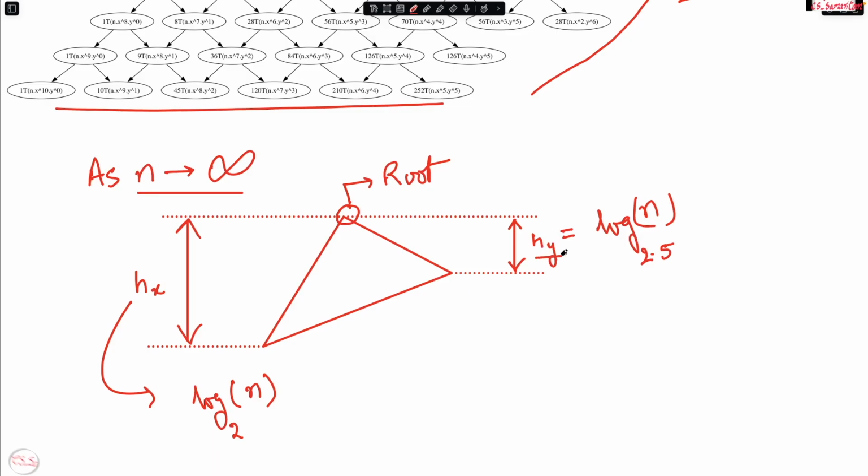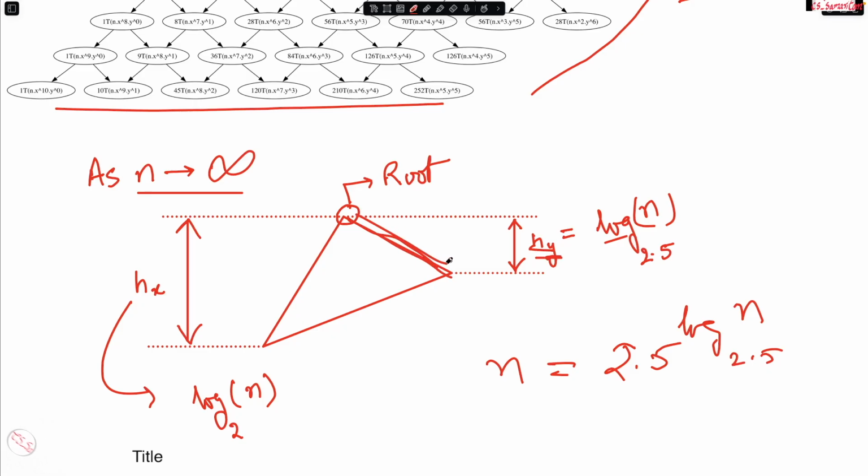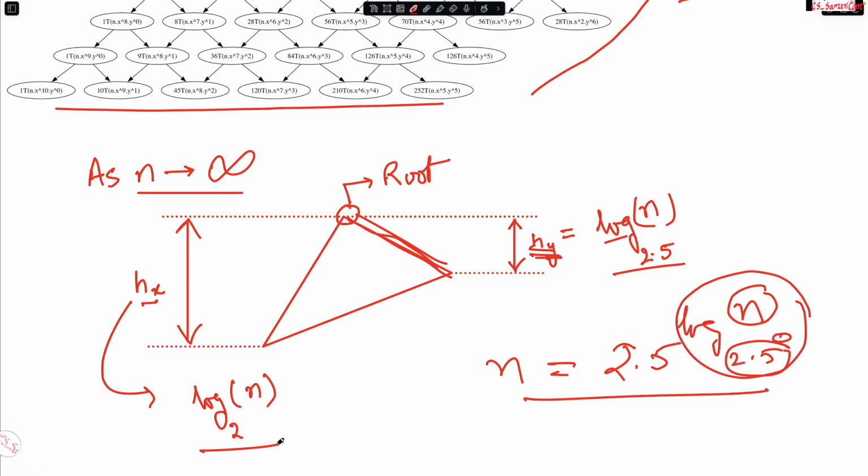The height of y, from the definition of log, is going to be what? log base 2.5 of n, because this log gives you how many times 2.5 has to be raised to get n. If I raise 2.5 to the power of log base 2.5 of n, that is going to give you n, right? So hy is the number of times this 2.5 has to be raised to get to n. That is what this log gives. Hy and hx we get, right?